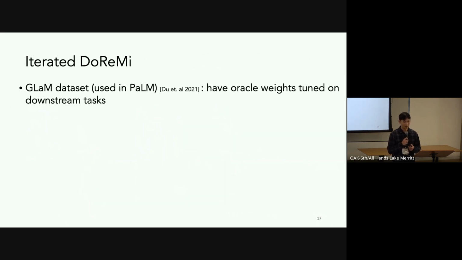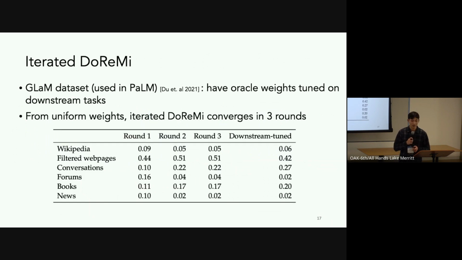And we did this on the GLAM dataset, which is one of the datasets used in PaLM, where we have access to some Oracle domain weights that are tuned on downstream tasks. And if we start the iterated DoReMi process starting from uniform reference weights, iterated DoReMi converges in 3 rounds, and it finds these weights naturally that are pretty similar to the downstream tuned weights.